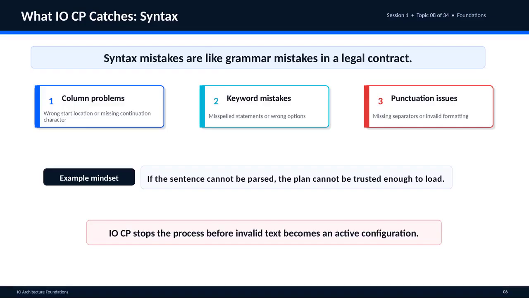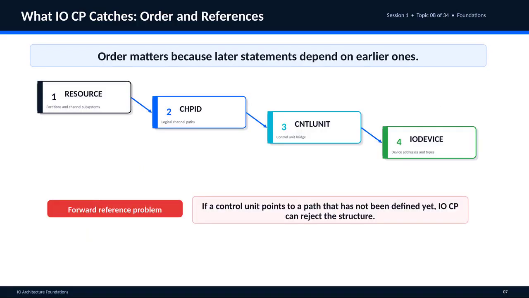The first kind of protection IOCP gives is syntax checking. Think about signing a legal contract. If a sentence is incomplete, if a required field is blank, or if the wording breaks the required format, the document cannot be accepted. IOCP treats that IOCDS with that same strict attitude. It checks things like column positions, continuation characters, statement names, keywords, and punctuation. These may look like small details, but in this environment, small text mistakes can prevent the configuration from being assembled at all.